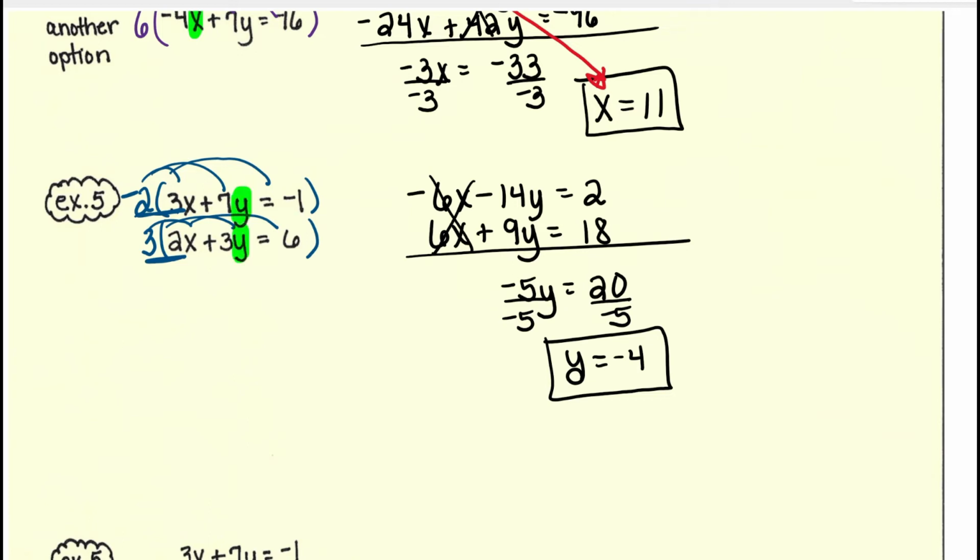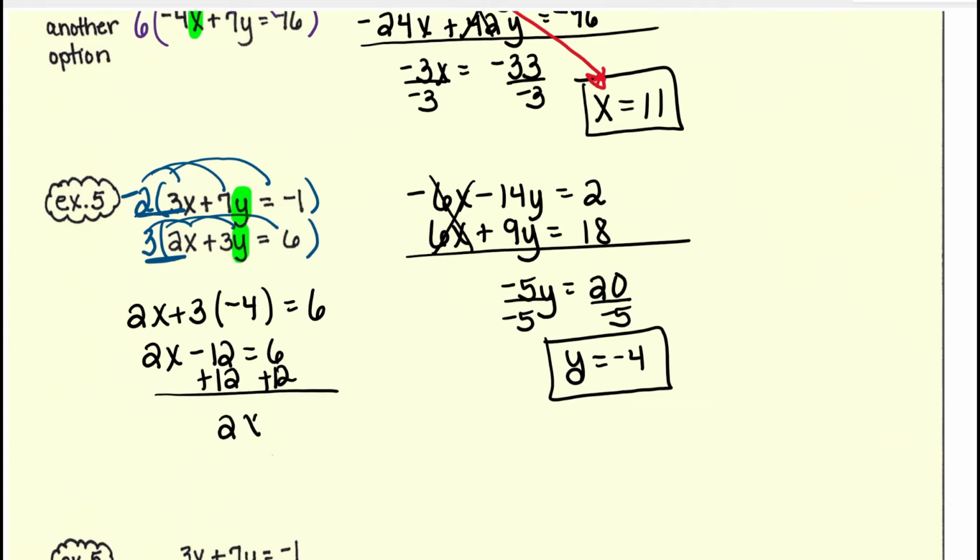I'm going to go to the bottom equation. So when I go to the bottom equation, I'll have 2x plus 3, but where the y is, I'm going to put what I just got when I solved for y, which was negative 4. So 2x minus 12 is equal to 6. Add that 12 over. And 2x is equal to 18. Divide by 2, x is equal to 9.